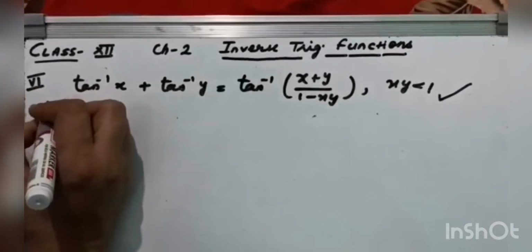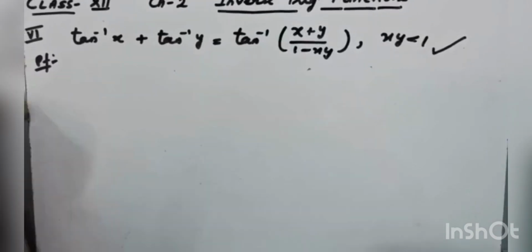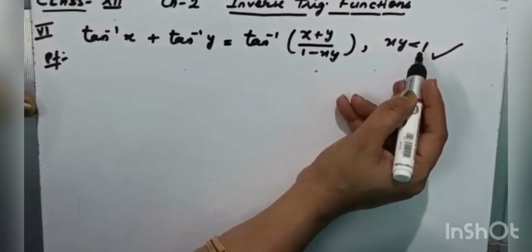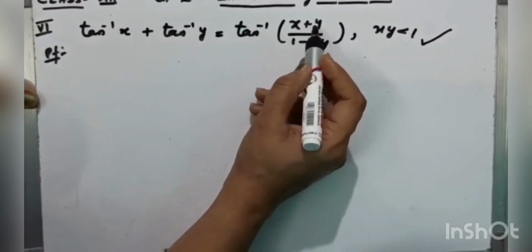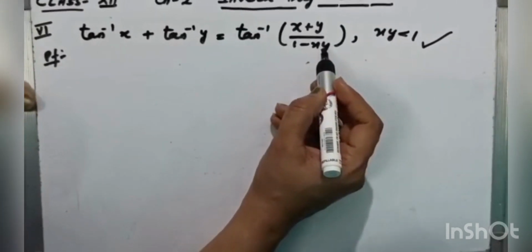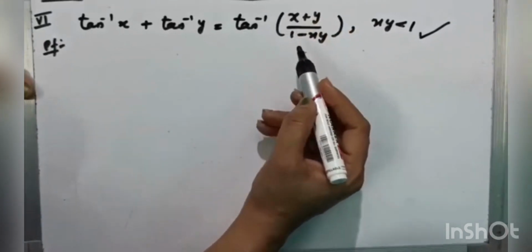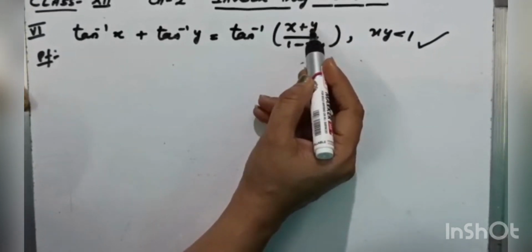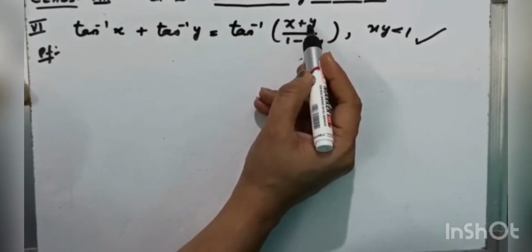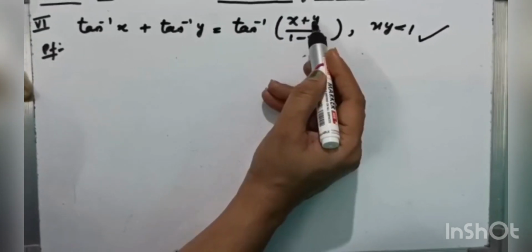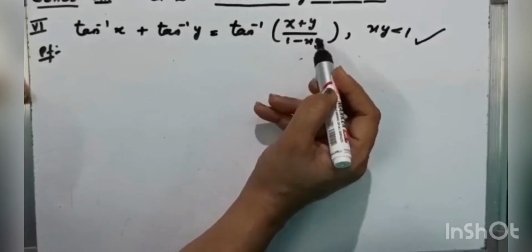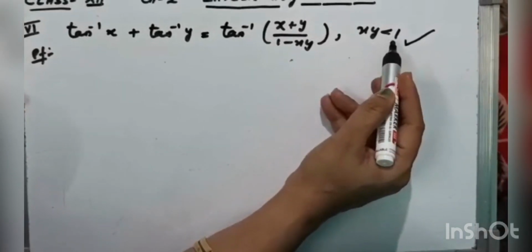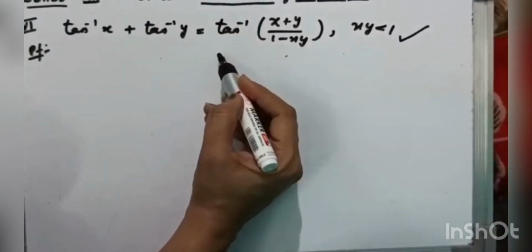Now suppose we want to prove this result. It is given that xy is less than 1, tan inverse x plus tan inverse y is equal to tan inverse of x plus y over 1 minus xy. Now there are some conditions on x and y. Maybe x and y both are positive, maybe both are negative, maybe x negative y positive or x positive y negative. In all these conditions on x and y with xy less than 1, this formula holds.